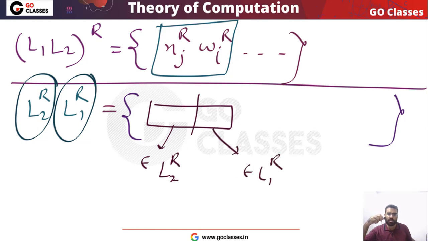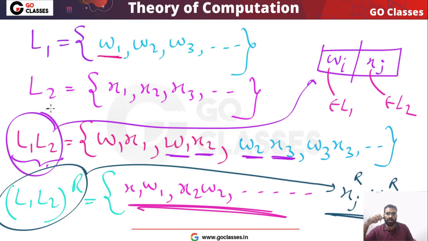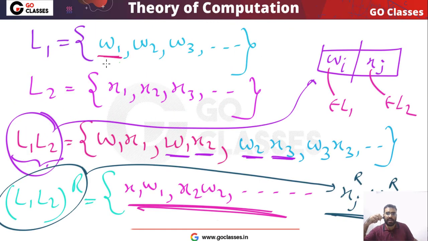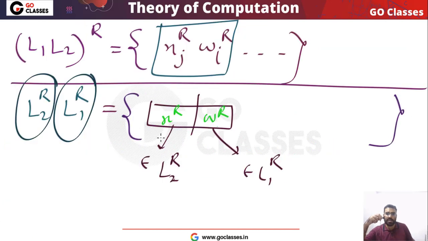Now what type of strings do you have in L2 reverse? L2 reverse will have this type of strings: x1 reverse, x2 reverse, x3 reverse. So in this L2 reverse you have strings of the form x reverse. In L1 reverse, the reverse of L1, you have strings of the form w reverse. You can notice that here also we have x reverse, w reverse, this type of strings.